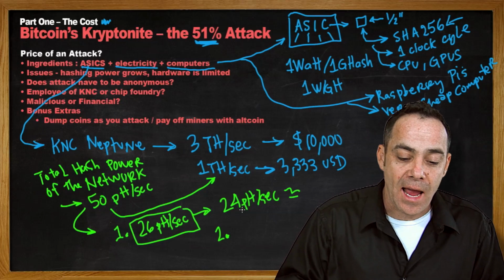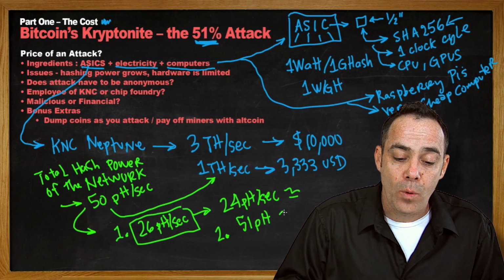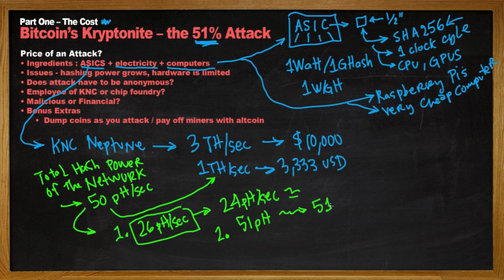If we were to add 51 petahashes to the network right now, this very second, we would have a 51% attack because the total hashing power would suddenly be at 101 petahashes per second. And we would own 51, which again is not an exact calculation, but it's greater than 50%. Okay, so these are the 2 ways that you could do it.